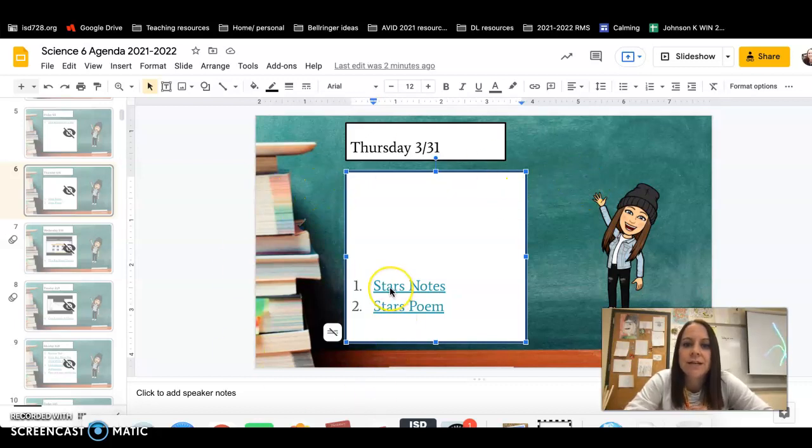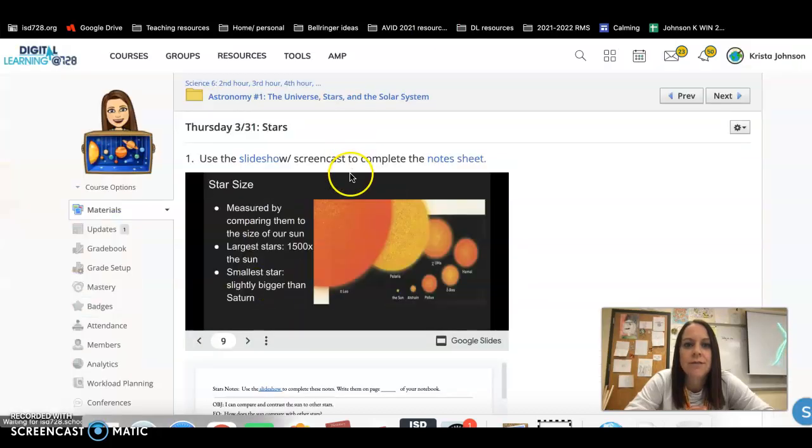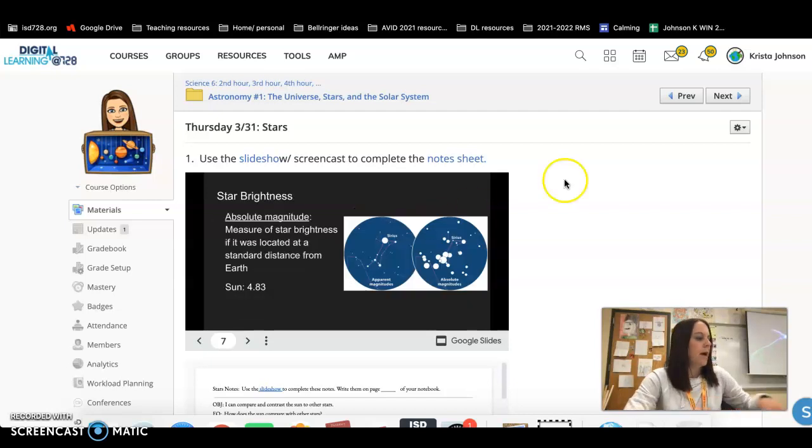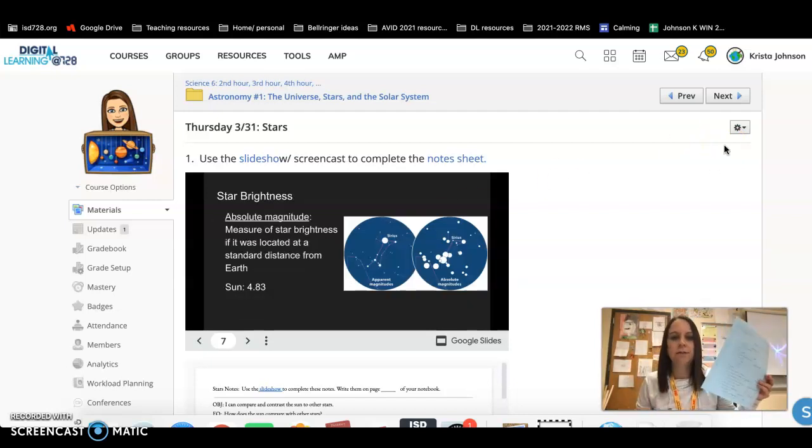So what you'll do from the agenda is you'll click on the stars notes first, and that will bring you to this page right here. What you will need is this blue notes sheet, and then you'll also need your notebook because you'll be writing your poem in your notebook.